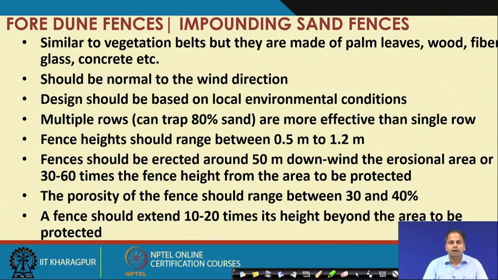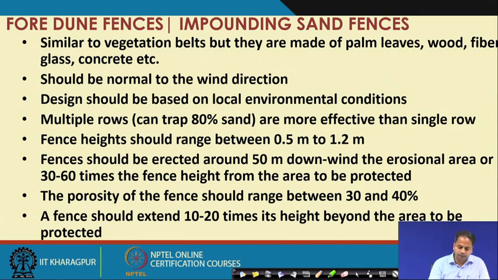Okay. As in the case of windbreaks and other measures, we have seen that the barrier should be normal to the wind direction. So here also they should be normal to the wind direction. The design should be based on the local environmental conditions. So first we have to study the local environment and what different materials are available there. Then we can consider using multiple rows as compared to a single row. The height can normally range from about 0.5 to 1.2 meters.